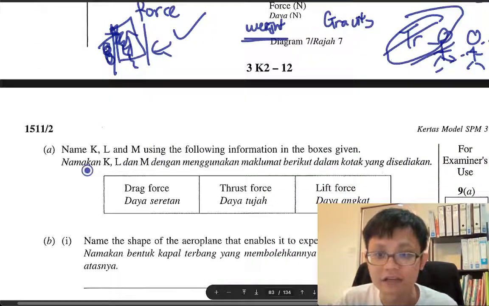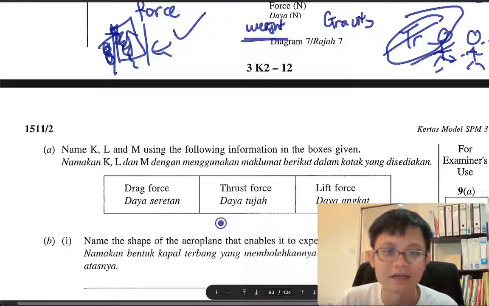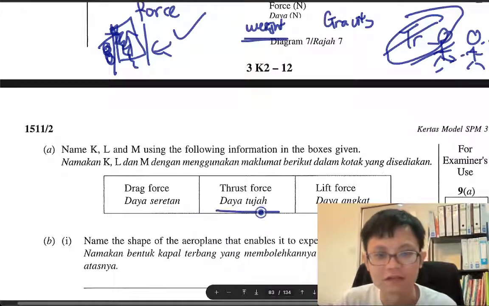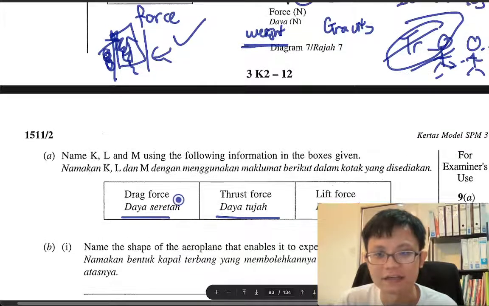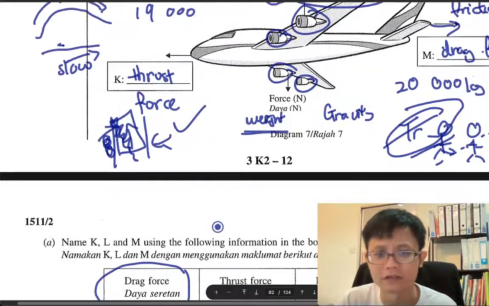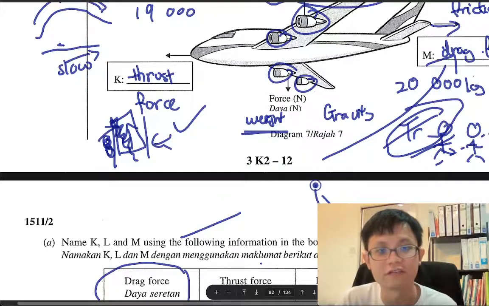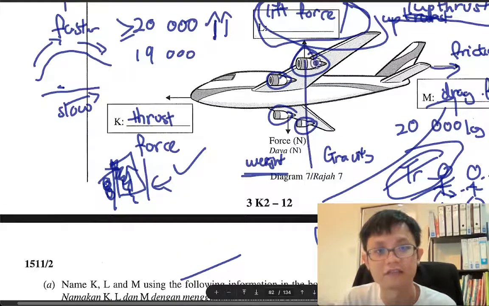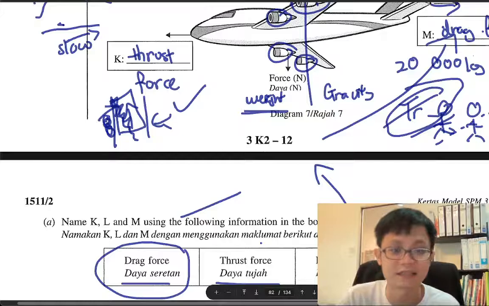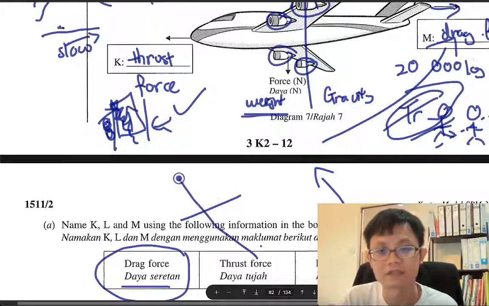Okay, now let's look at the question. Here, the one that I thought was so difficult. Drag force is here because it's drag. Thrust force, lift force, you know lift force is to lift it. Usually I use upthrust, but here it says lift force. Thrust force, the last one, is the thrust.